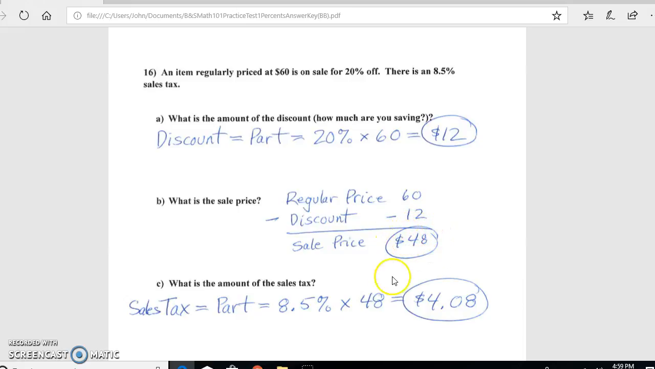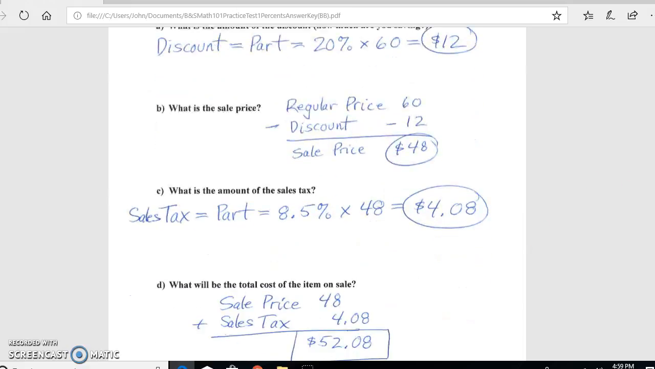8.5% of that 48. The sales tax is really the same as finding the part. In our percent formulas, it's 8.5% of the price that we have to pay for the item, which is $48. And when we multiply those, we get $4.08 for the sales tax.